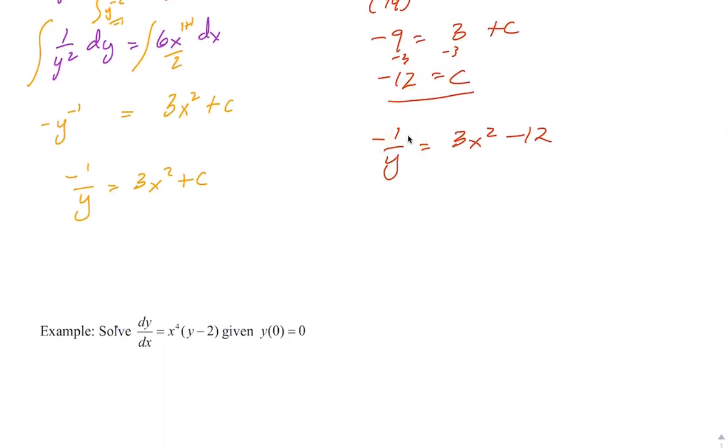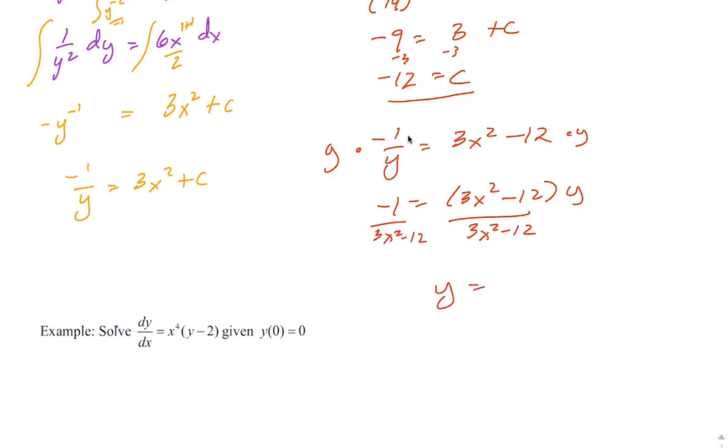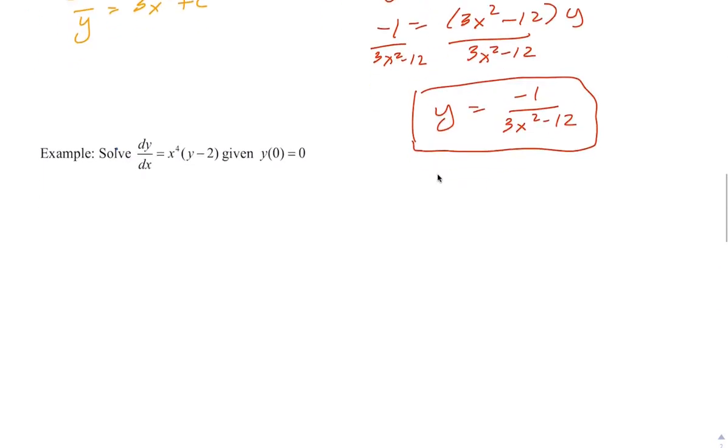So what do we always do? Multiply both sides by y. I get -1 equals 3x squared minus 12 times y. Then divide by 3x squared minus 12. And we get y equals -1 over 3x squared minus 12. And that is the solution in its final form. Right, it's a little annoying at the end, but you do have to get y by itself at the end. So just do a little bit of algebra. You should be fine. Next one.